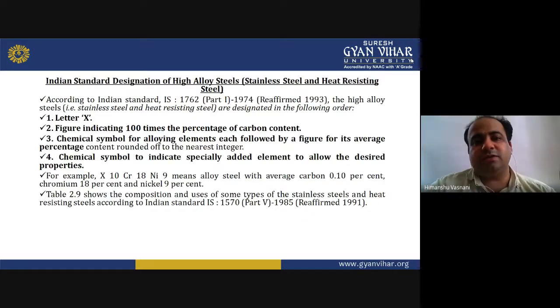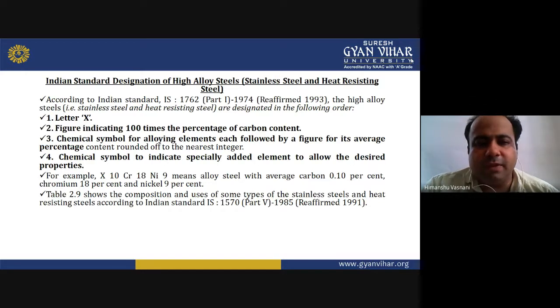Now, Indian standard designation of high alloy steels, that is, stainless steel and heat resisting steels. According to the Indian standards, the high alloy steels are designated in the following order. You see that there is the letter X first, and then the figure indicating 100 times the percentage of carbon content.